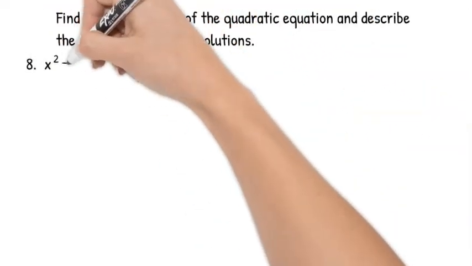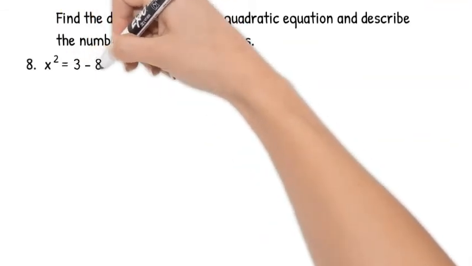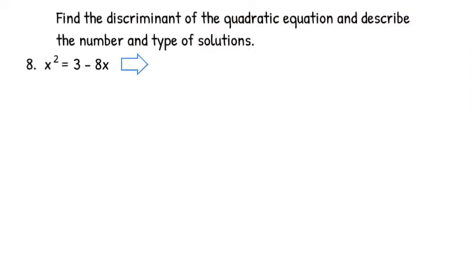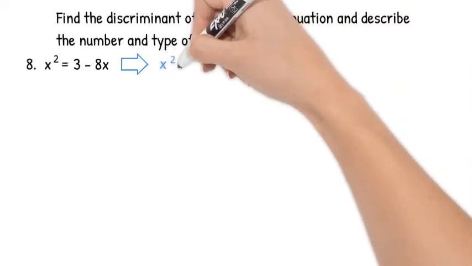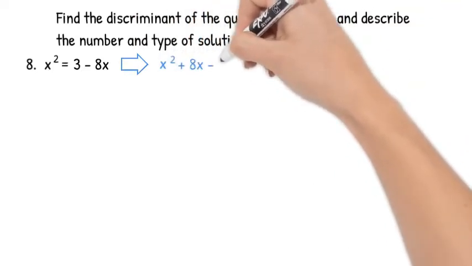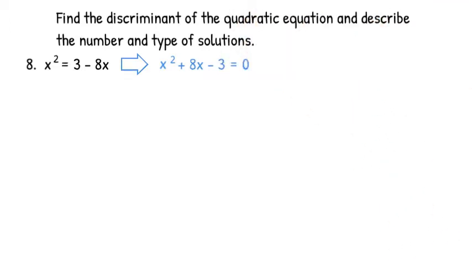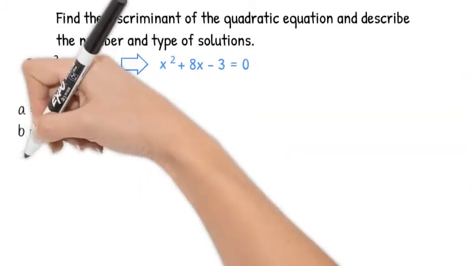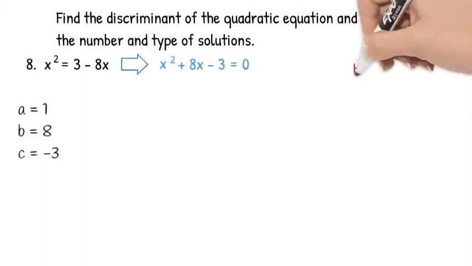x squared equals 3 minus 8x. I need to get this into standard form, so I'm going to subtract 3 and add 8x to both sides. So I get x squared plus 8x minus 3 equals 0. I can list my a, b, and c. A is 1, b is 8, and c is negative 3.